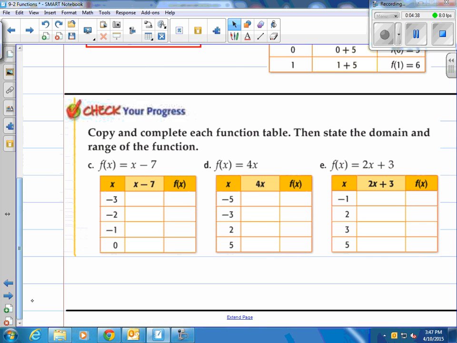All right, you give it a shot here. It says copy and complete each function table, then state the domain and range of the function. Pause the video, try it, come on back, see how you do.